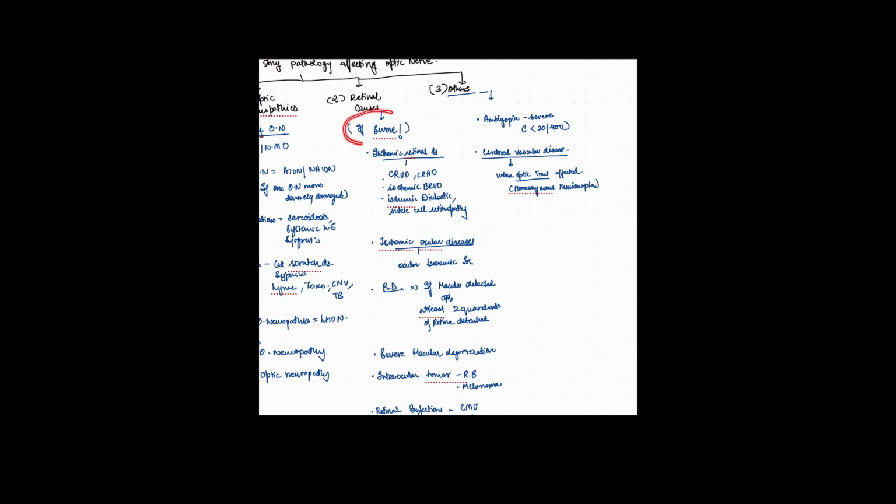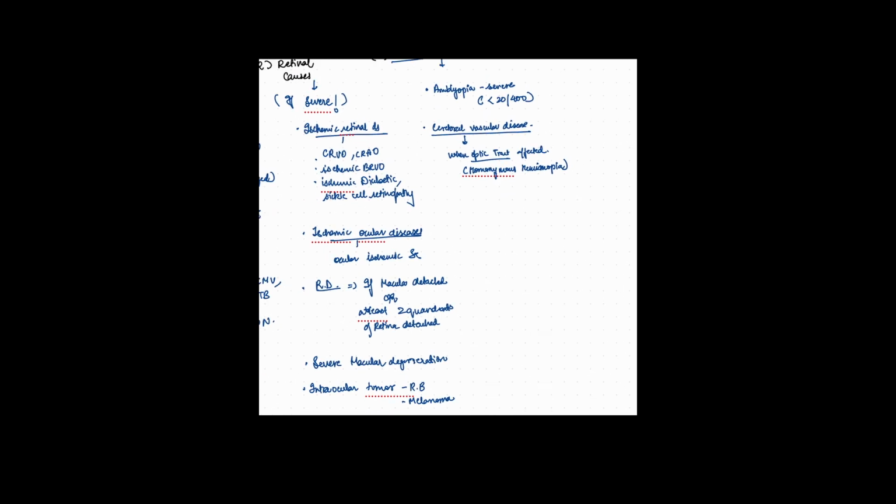Retinal causes will cause RAPD only if they are severe in nature. Okay, like ischemic retinal diseases: central retinal venous occlusion, CRAO, ischemic branch retinal venous occlusion, ischemic diabetic or sickle cell retinopathy. And ischemic ocular diseases, for example, ocular ischemic syndrome. Retinal detachment could also be a cause if macular detachment is also present. If the macula is off, okay, or at least 2/4 of the retina are detached.